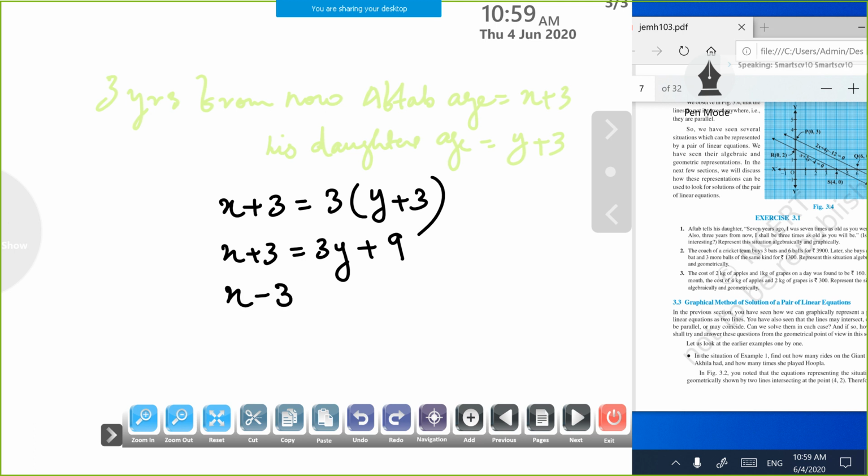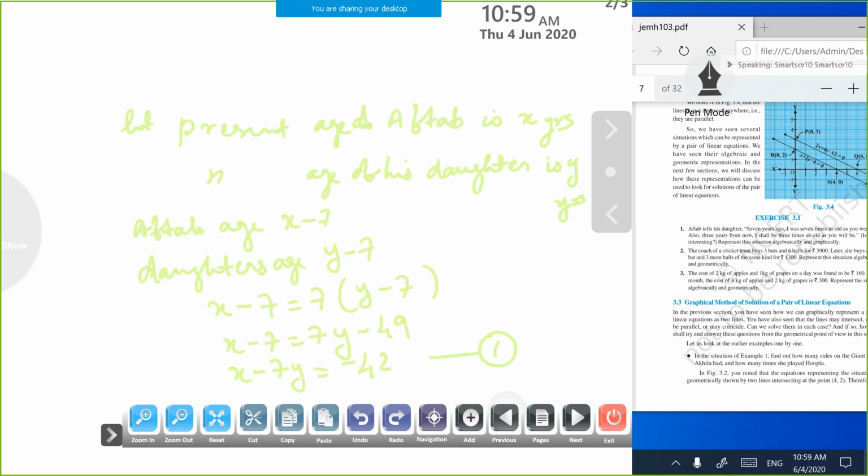Rearrange. That is x minus 3y is equal to 9 minus 3, which is 6. x minus 3y is equal to 6. This is our second linear equation. Clear? And the first equation is x minus 7y is equal to minus 42. Then represent this situation graphically. The next duty: represent these equations graphically.